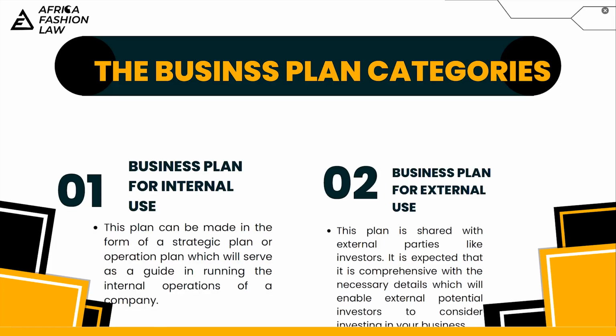A business plan can be categorized into two: a business plan for internal use and a business plan for external use. Depending on the stage where you are in your business, you can determine whether you want a business plan for internal use or for external use. A business plan for internal use is pretty much a plan for your organization. It contains your operation plan and your strategic plan, like for your day-to-day operations.